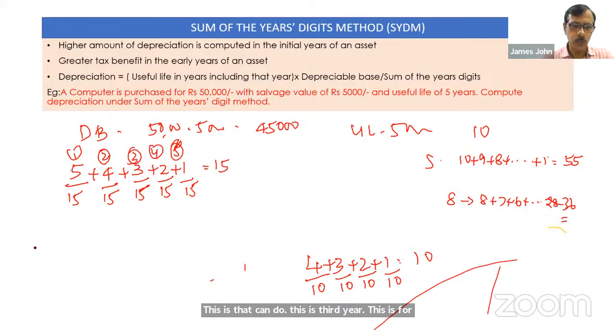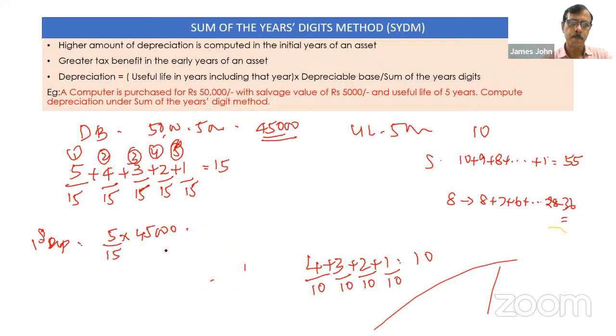Now, suppose first year depreciation you want under sum of the years. It is 5 by 15 into the base. What is the base? 45,000. You will get the answer, 15,000.